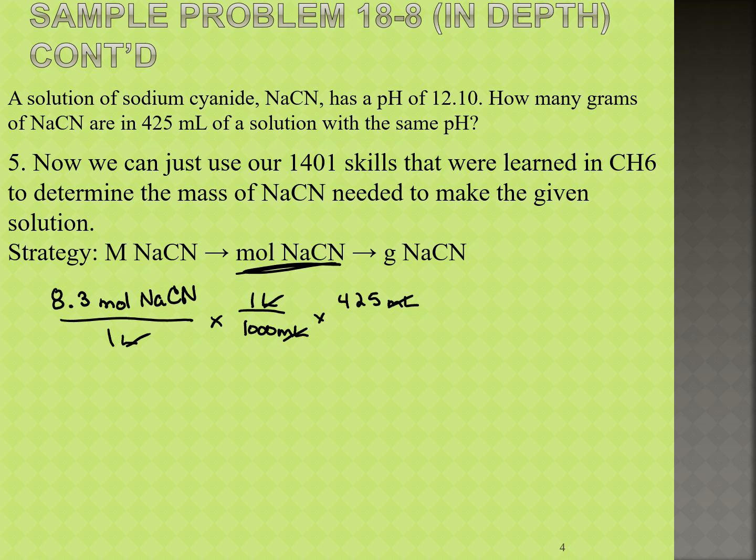Now we need to finally get this into grams of sodium cyanide. So I'm going to multiply this by the molar mass, 49.01 grams. Now that's the mass of the entire thing per 1 mole. And we are going to end up with 1.7 times 10 to the second grams, which is 170 grams. And we finally got there.